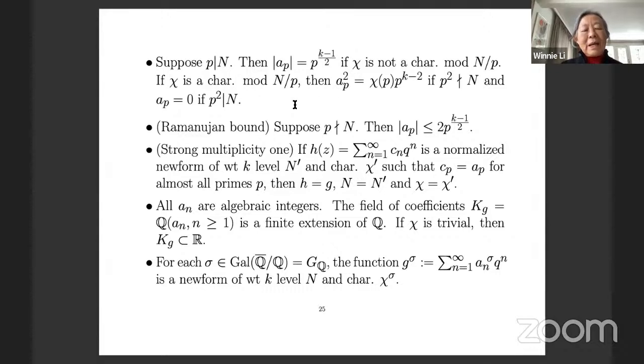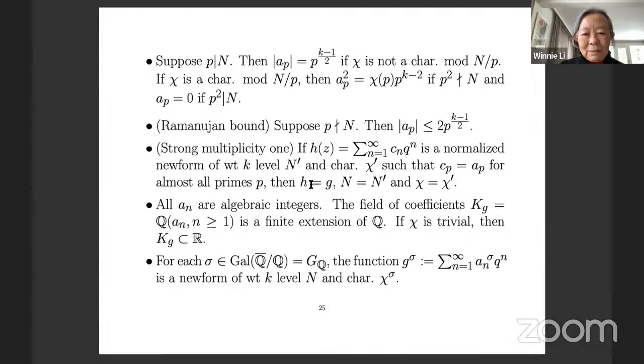And for the size of the Fourier coefficients a_p at p not dividing n, there's a famous Ramanujan conjecture, and now it's proved. We call that the Ramanujan bound. It's bounded by twice p^((k-1)/2). So as you can see, for p not dividing n, the key thing is p^((k-1)/2). At p dividing n, the absolute value is also bounded by that.